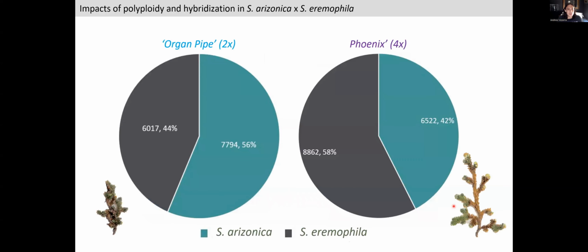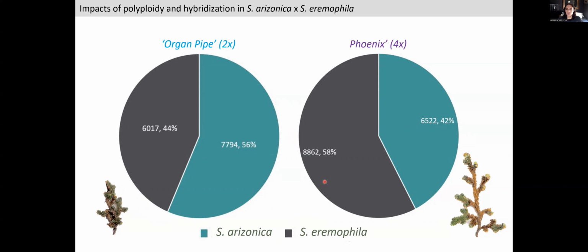And what we find is that there is a huge bias going on in each of these hybrids. So in the homoploid hybrid, there's a strong bias. There's a 12% bias towards the Arizonica parent, whereas in the Phoenix allotetraploid, there's a 16% bias in the opposite direction. So now we have a bias towards the Eremophila parent. Now this struck us by surprise because not only do we have this huge, like one of the first cases of this huge bias going on, but it's also in a reverse direction.